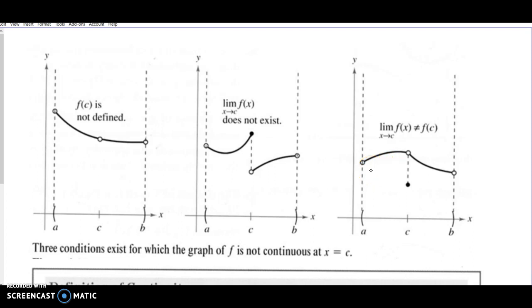Anytime I think about the word continuous, just think, can I trace this graph with my pencil and never have to pick my pencil up? And in each of these cases, I would have to pick it up.